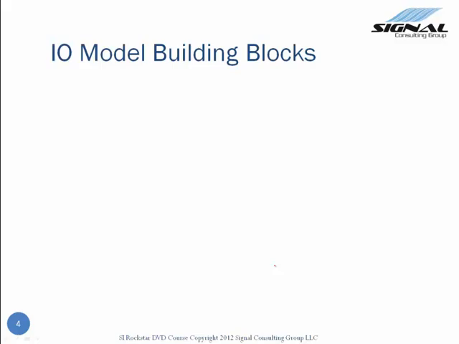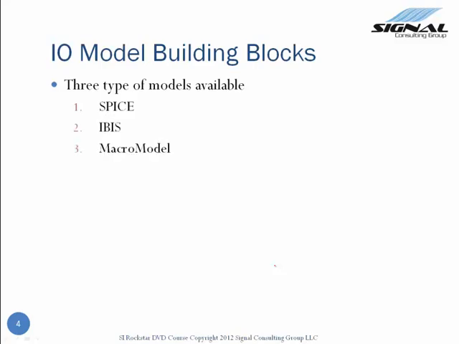So the I/O model building blocks. As I said, there's really 3 types of models available. And the first one is SPICE. And then there's IBIS, and then there's macro model. And this is actually the order of normally how you'll find models go: there's a SPICE model, and then there's an IBIS model, and then there might be a macro model.